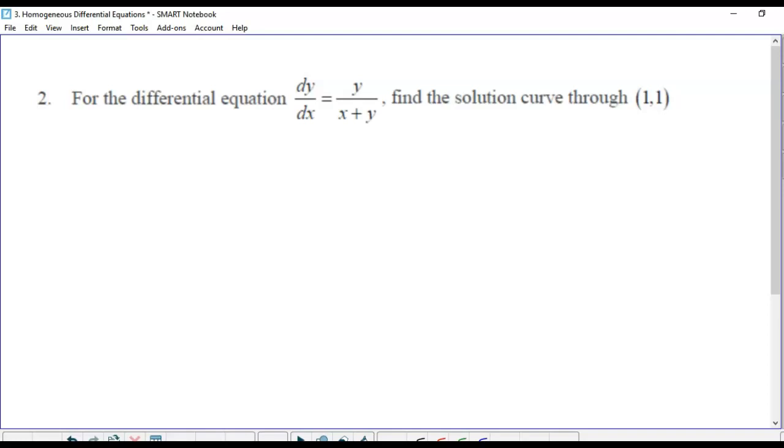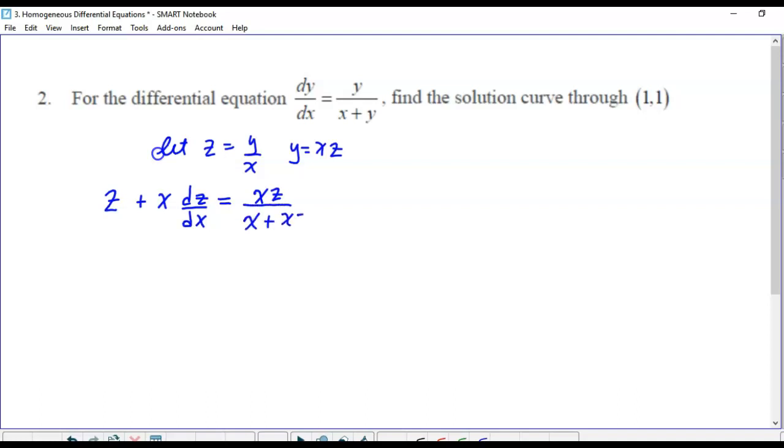Next one, differential equation. So we can't split that up. And now we know it actually passes through a point, so we can find our c value. All right, so remember, we'll let z equal y over x, or y equals xz. And so then dy dx is going to be z plus x dz dx. And then we'll replace y with xz, so x plus xz.